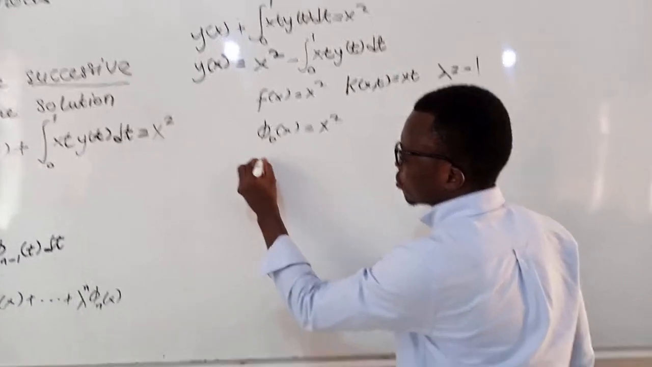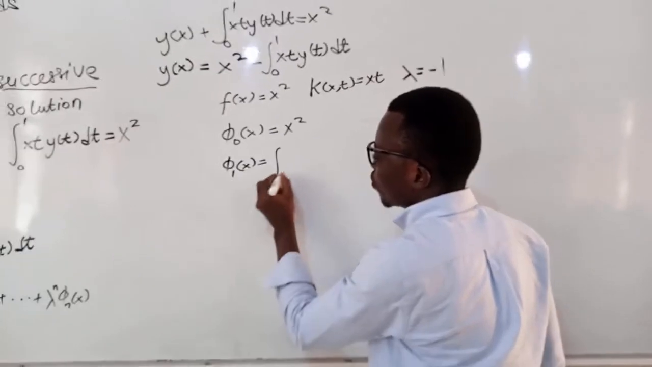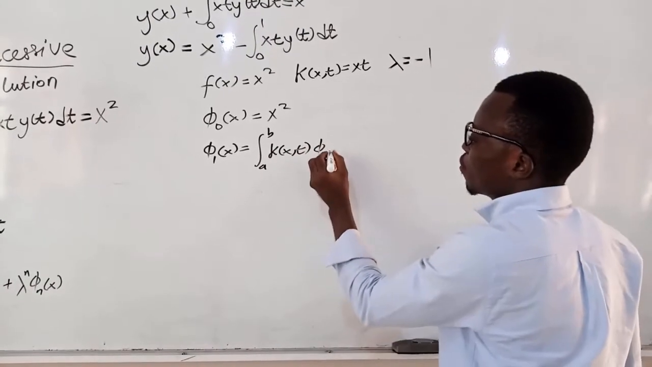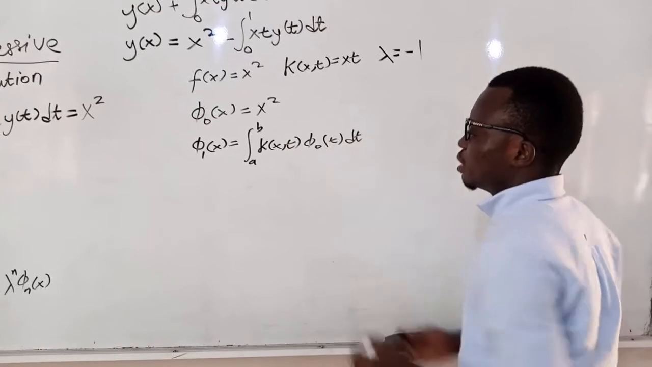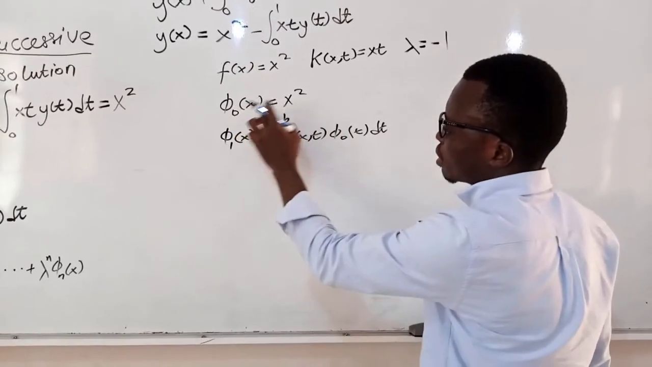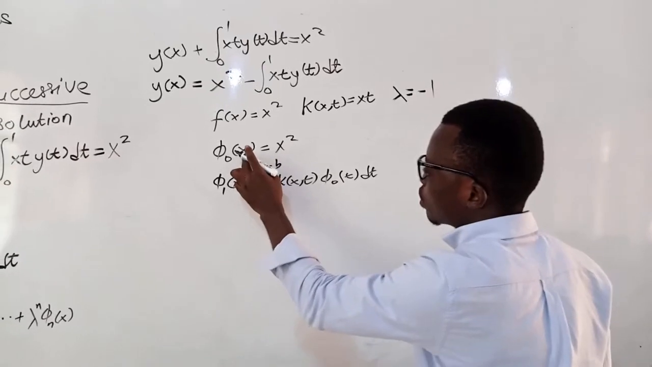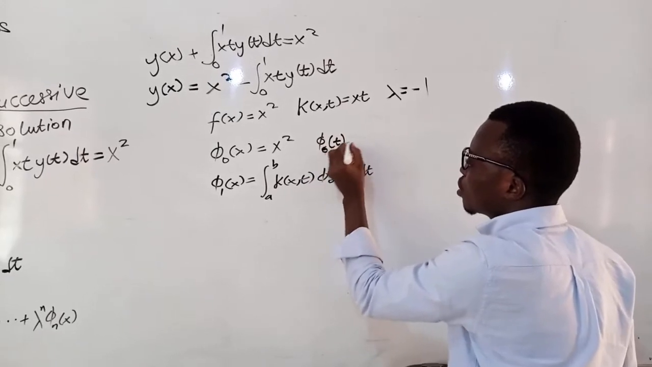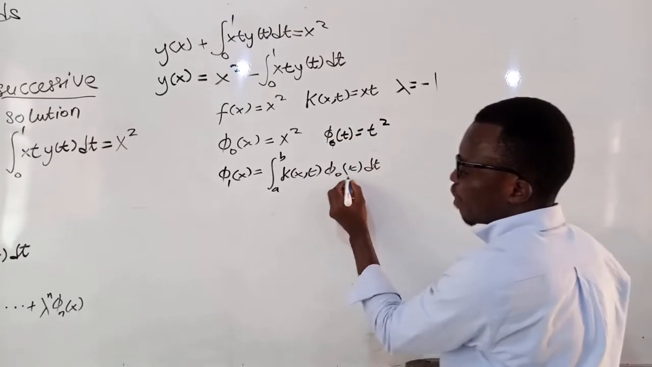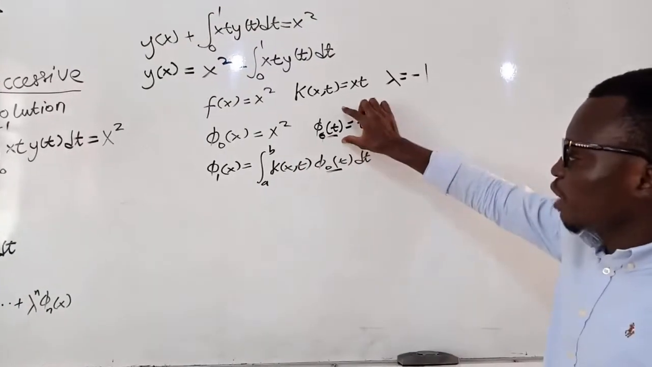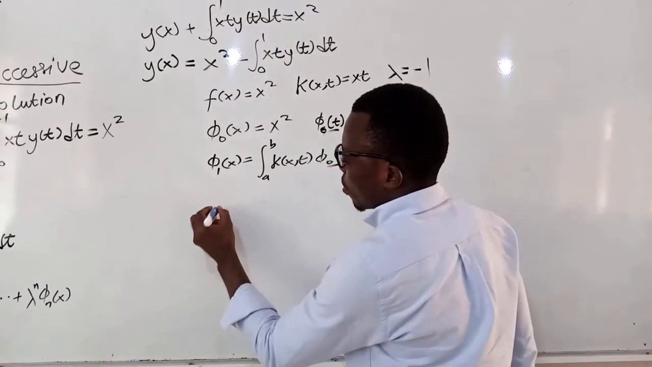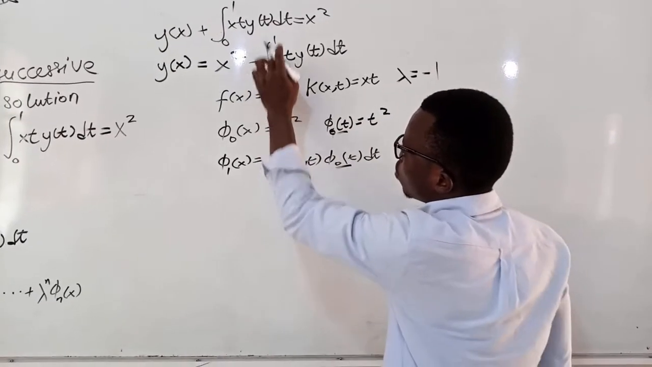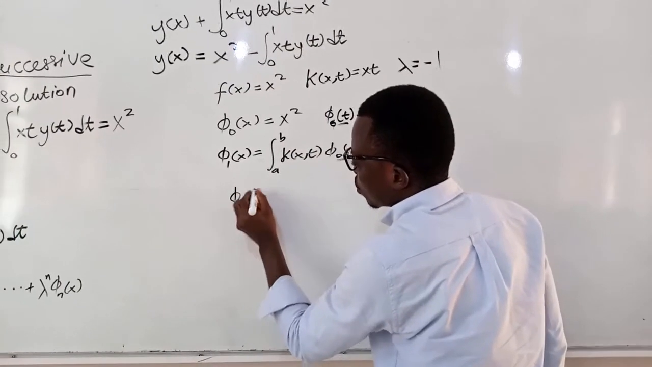Now, our phi 1 of s should be equal to integral from a to b k of st phi naught of t dt, and our phi naught of s is equal to s squared. Now if we change the s to t, we are going to have phi naught of t equal to t squared. Now let's substitute this phi naught of t into this equation. And k of st is also giving us what? St. And the limit of integration is what? 0 to what? 1.